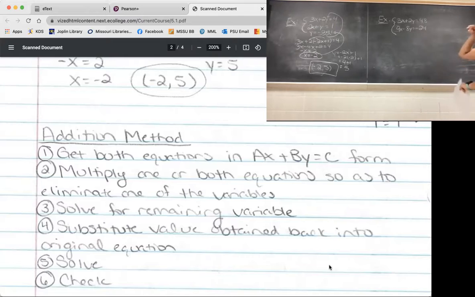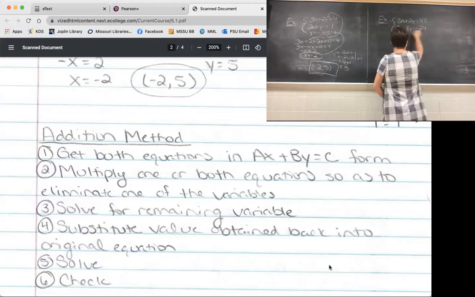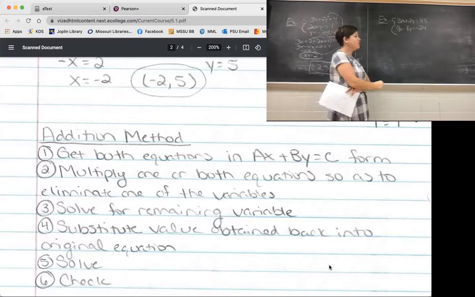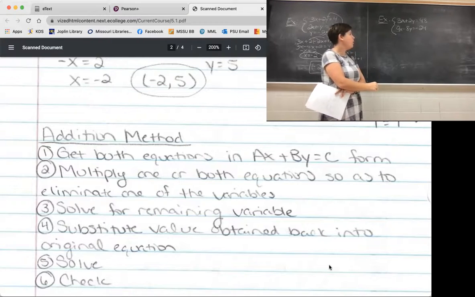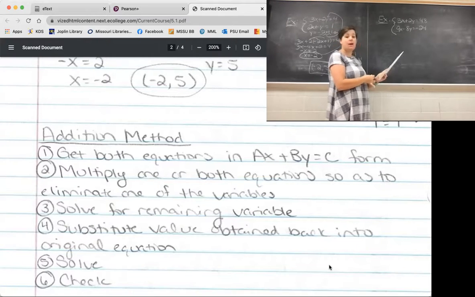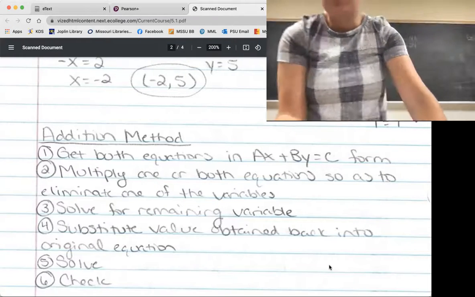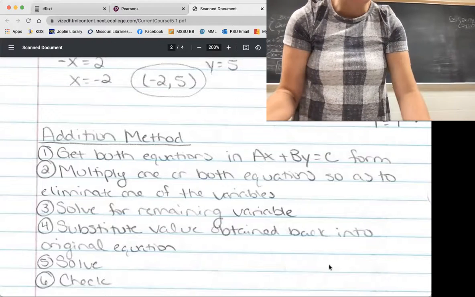Okay, so we have 3x plus 2y equals 48, and we have 9x minus 8y equals negative 24. So if I drew a big line underneath this and I added these together, I wouldn't eliminate any of my variables. And so I can't do the addition method yet because it's not going to eliminate anything. So I need to either eliminate my x's or I need to eliminate my y's. It does not matter which one you choose. It will work no matter what. For this example, I did choose to eliminate my x's.